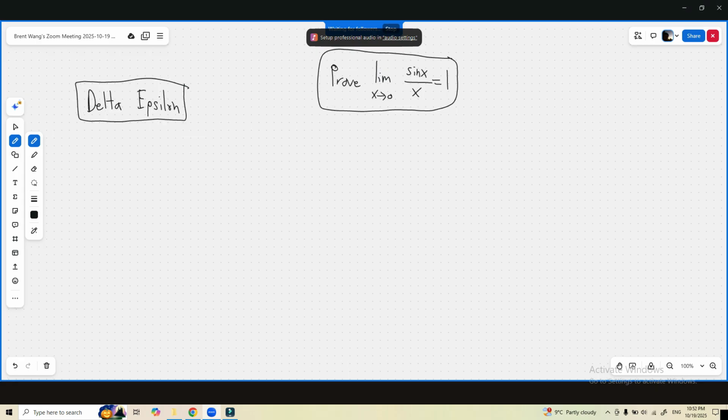Last but not least, we have the Delta-Epsilon Method. Let me give you a quick overview of what this method is. It's just the precise way of defining a limit.